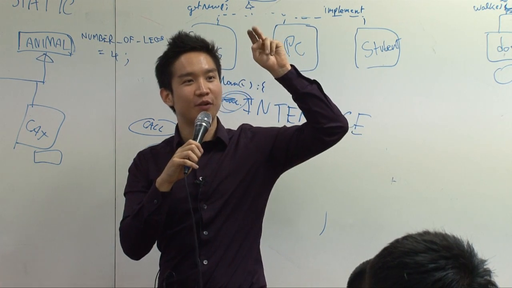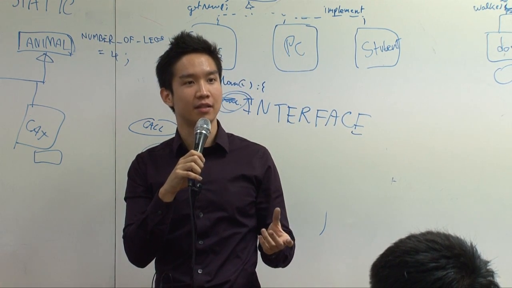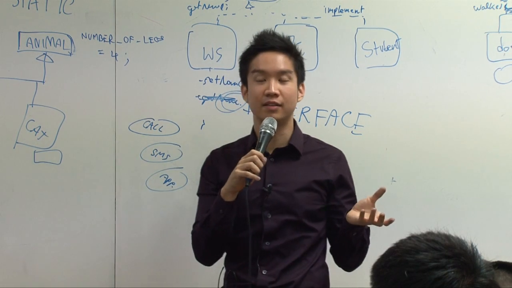Your main, quote-unquote, main method is the paint method, right? We already talked about this last week.